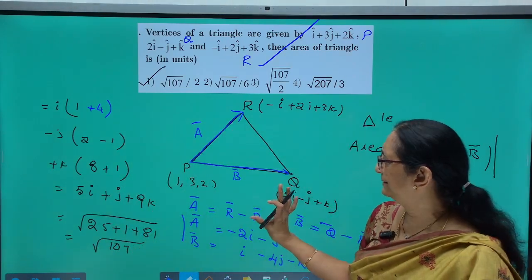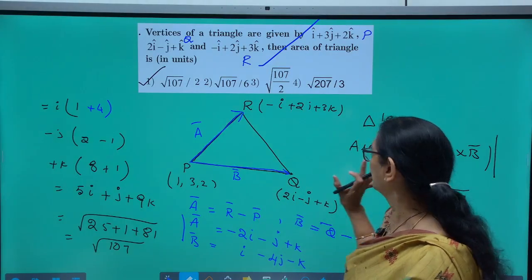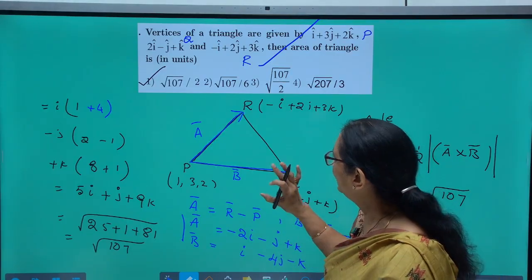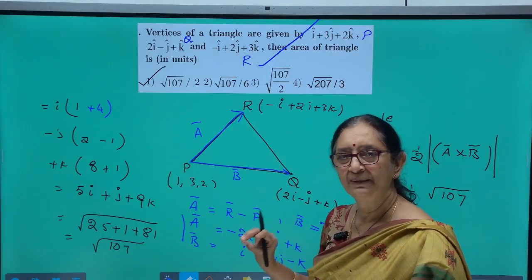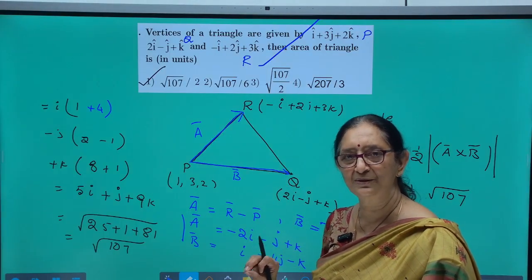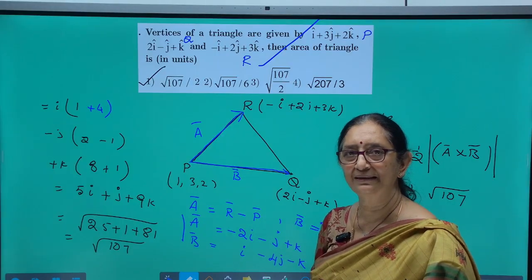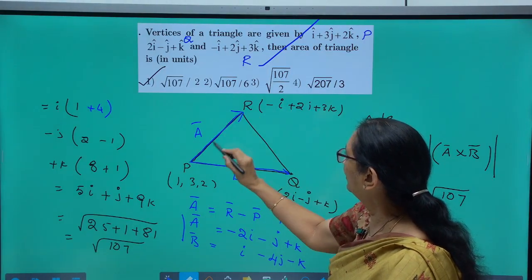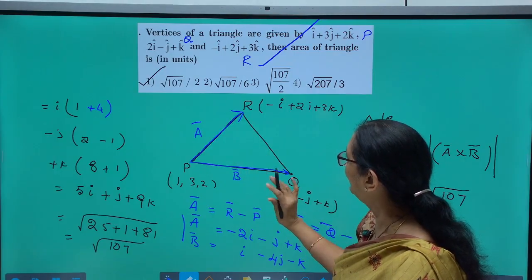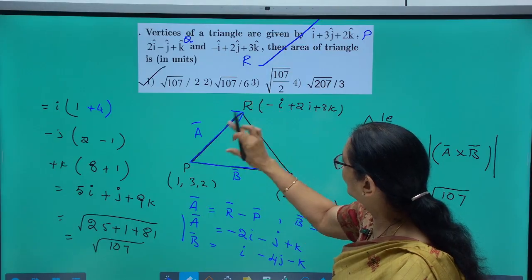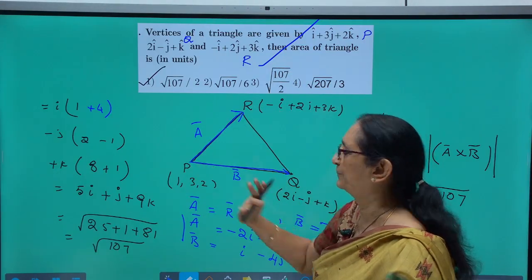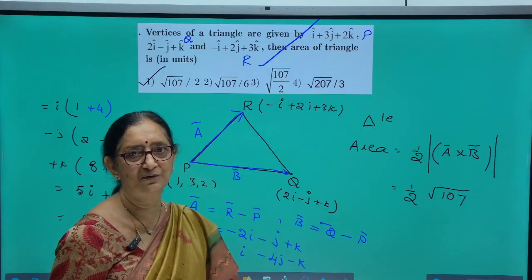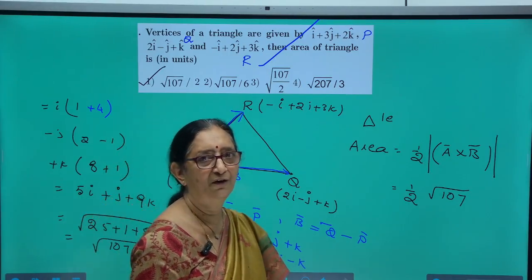So, here there are two very important things. First, we should know how to find out the cross product. That is the fundamental. In case of a triangle, area is half of A bar cross B bar, where A bar and B bar are the adjacent sides. In this problem, vertices are given, so you have to find out A bar and B bar carefully. A bar is R minus P, B bar is Q minus P. Once A bar and B bar are properly found, it is very simple. Half A bar cross B bar gives you the area of the triangle.